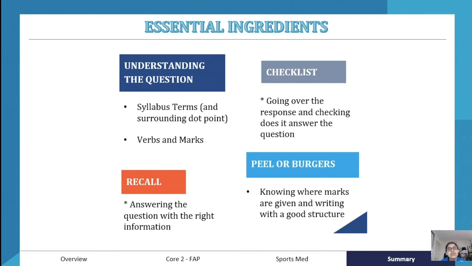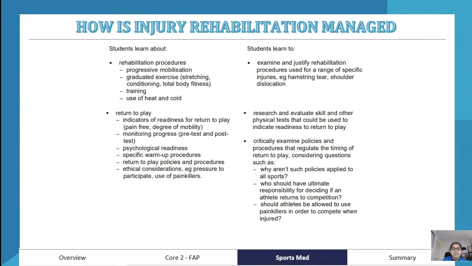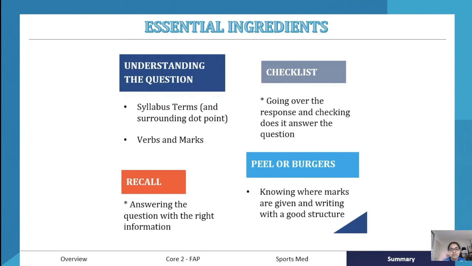Okay, now let's have a look at what the essential ingredients for success are in HSC PDHPE. So, really important, firstly, understanding the question. You need to know the syllabus terms and the surrounding dot point. Like I said, you can be asked about, for example, rehabilitation procedures. How can an athlete rehabilitate? What should they do? So you need to know the 4 dot points underneath. You need to be able to talk about progressive mobilization, graduated exercise, training, use of heat and cold, all 4 to get your full marks, because that is what makes up that dot point.